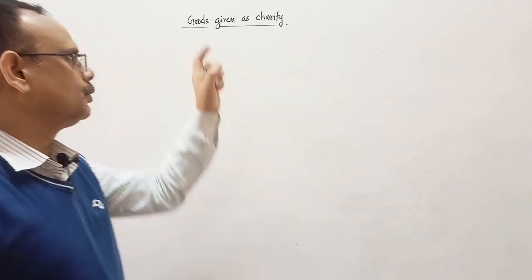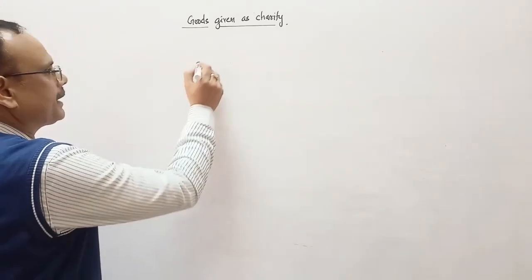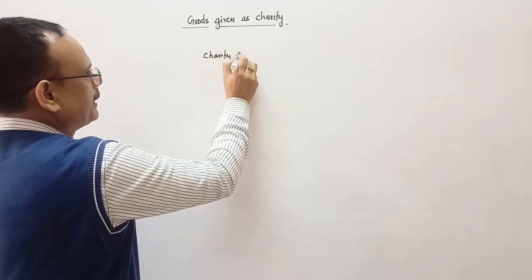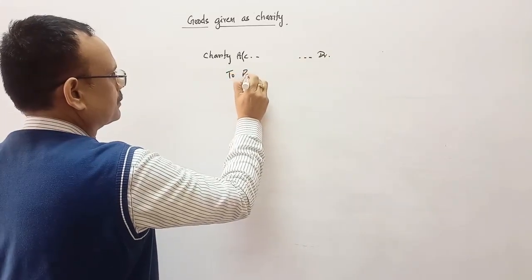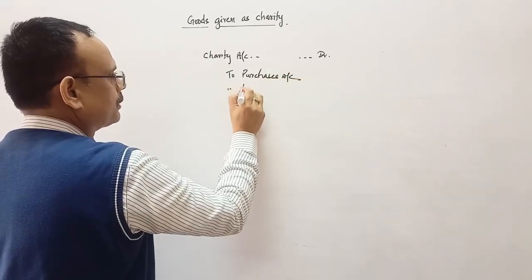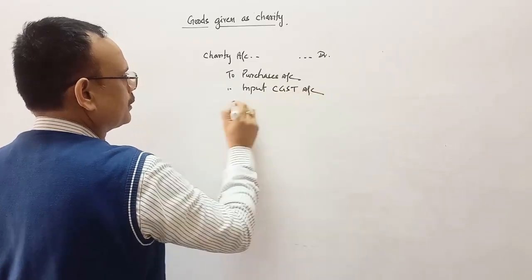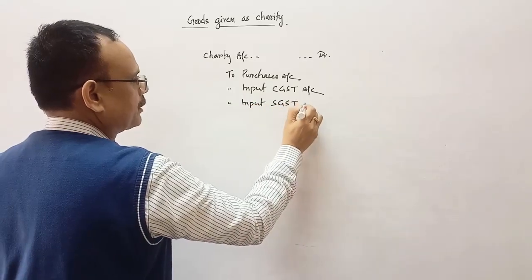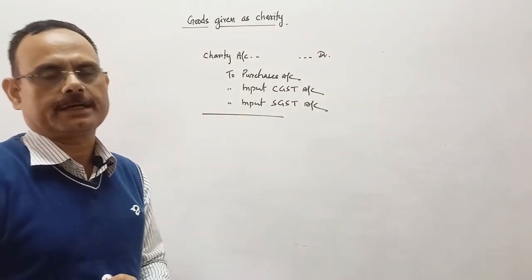Now coming to the next, goods given as charity, if it is given in the adjustment. The adjustment entry is: charity account debit, to purchase account, to input CGST, to input SGST account.